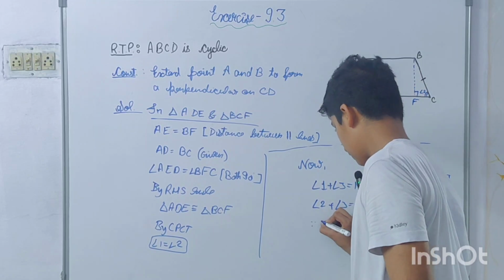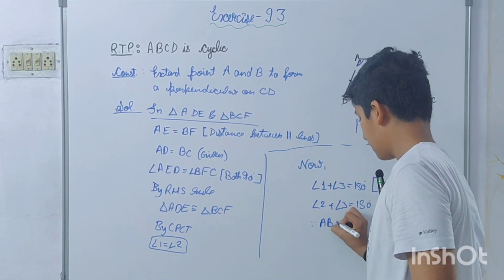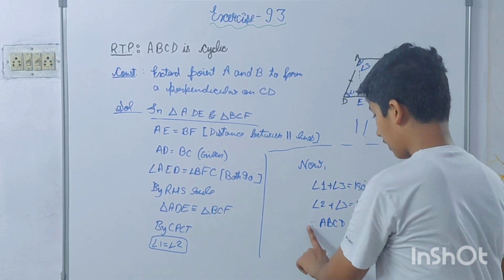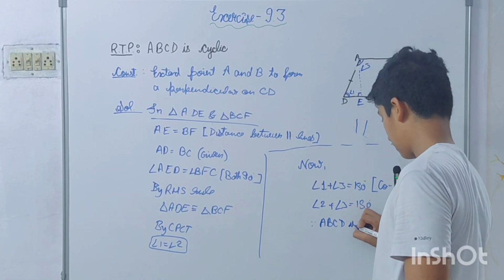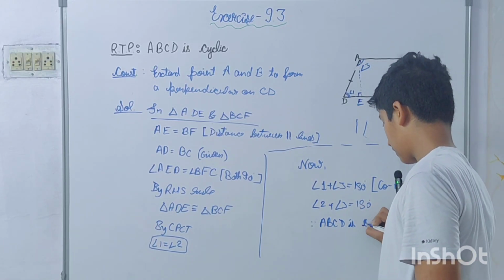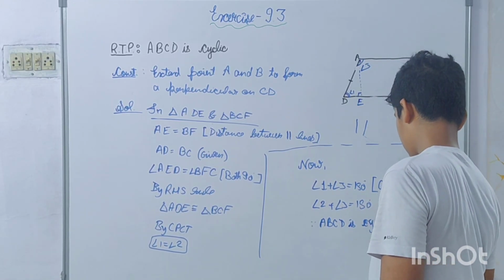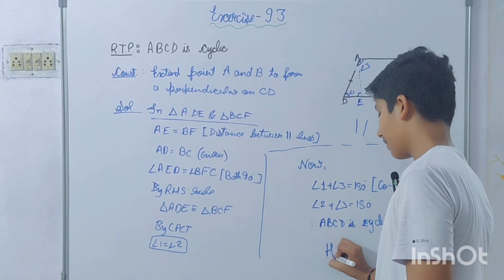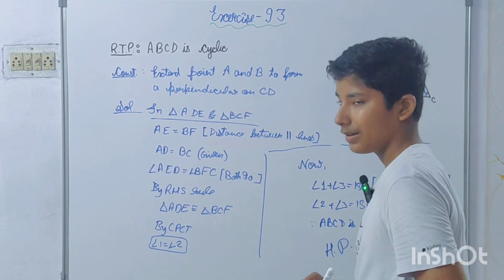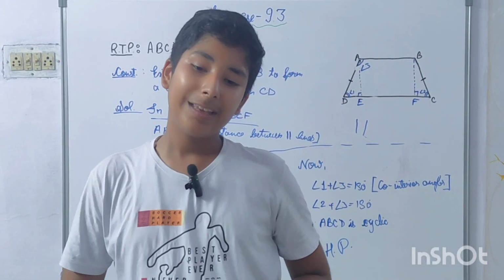Therefore, ABCD is cyclic. Hence, proved. We have proved this very easily.